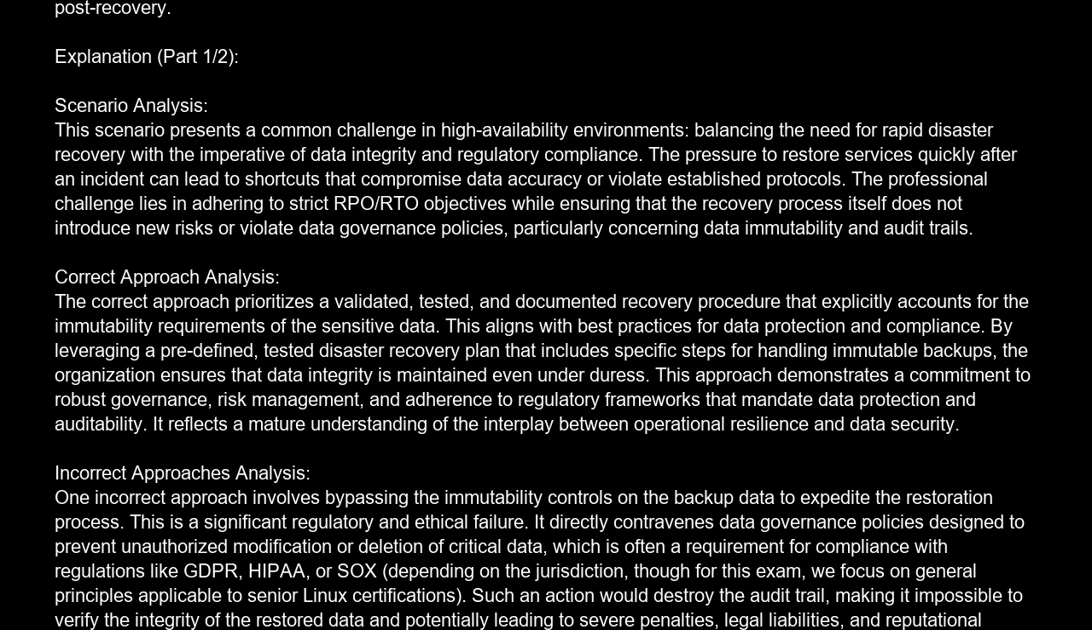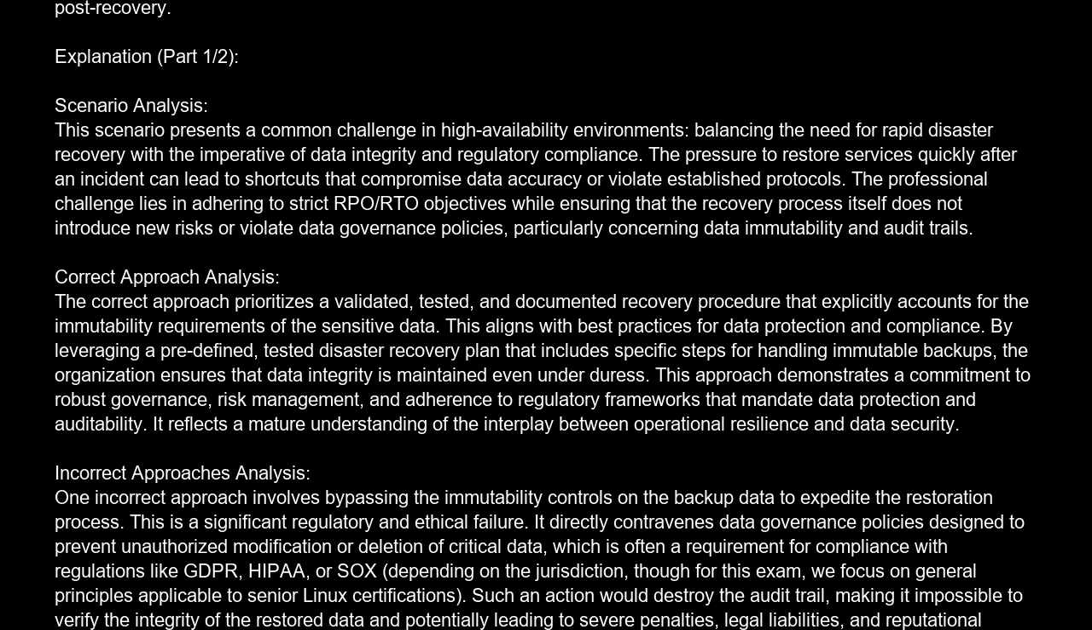The correct answer is C. Initiate a restoration from the most recent immutable snapshot, meticulously following the documented multi-step process for transactional consistency, even if it risks exceeding the RTO, and immediately begin root cause analysis post-recovery.